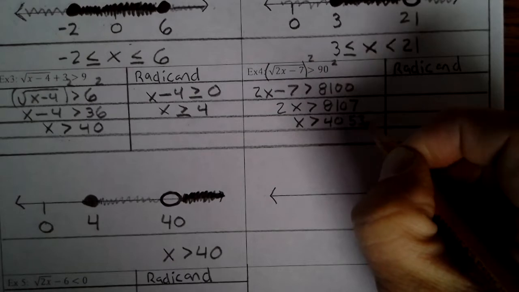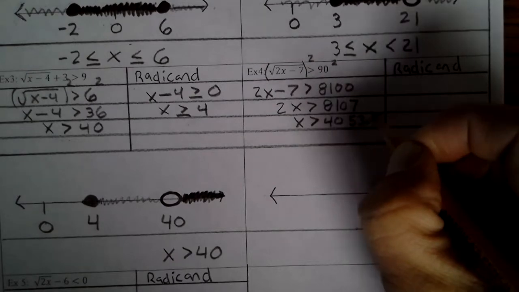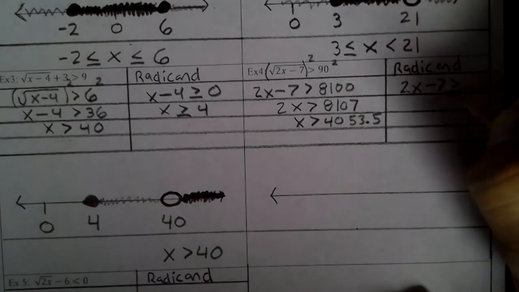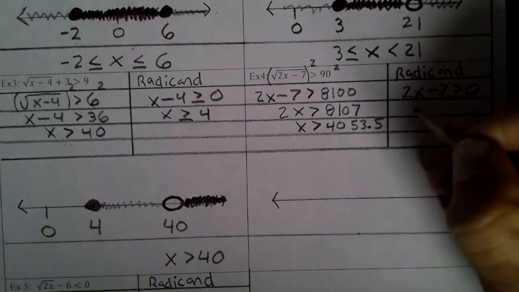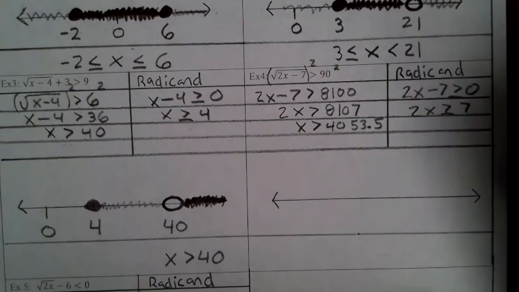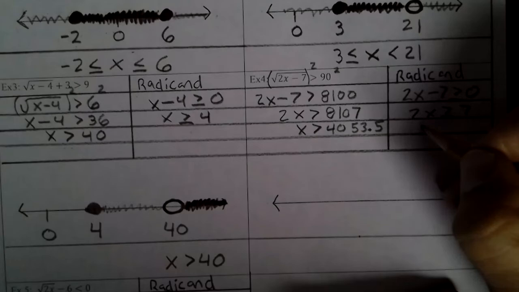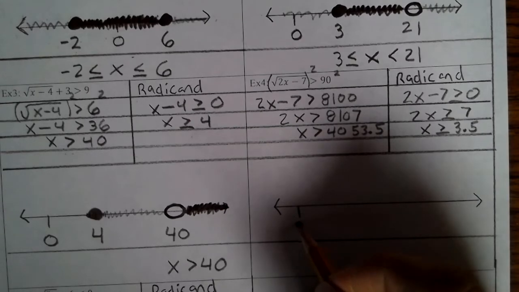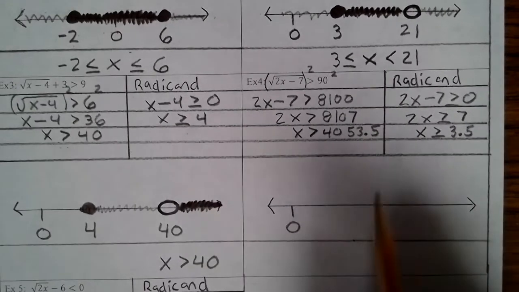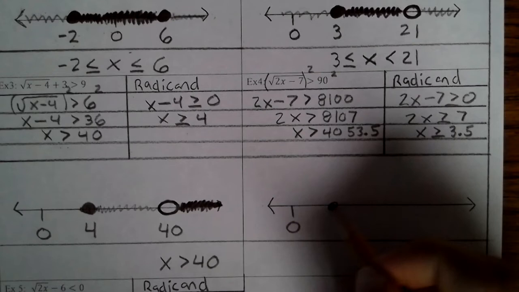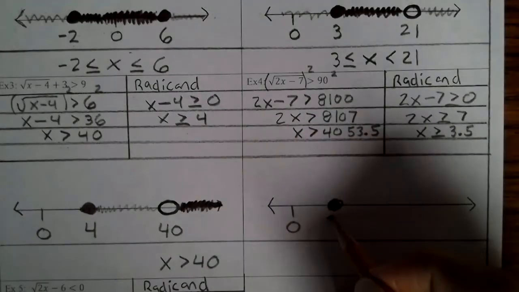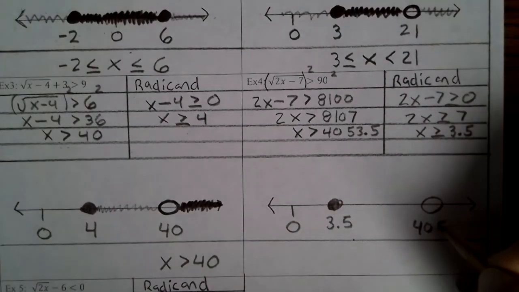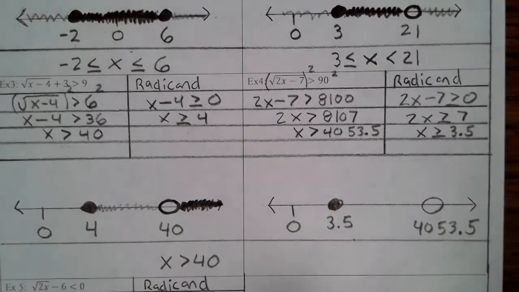Okay, now we set the radicand greater than or equal to 0, so 2x minus 7 greater than or equal to 0. Add 7 to both sides, you get 2x greater than or equal to 7. Divide both sides by 2, so x is greater than or equal to 3.5. Both numbers are positive, so we can put a 0 on the left. And we don't care about the decimals. We know that in order, 3.5 comes first, with a closed circle at 3.5, and we have an open circle at 4053.5. We don't care that numbers are decimal or large. 3.5 came first, then 4053.5. Okay, so those are in the right order. Right, now for shading.